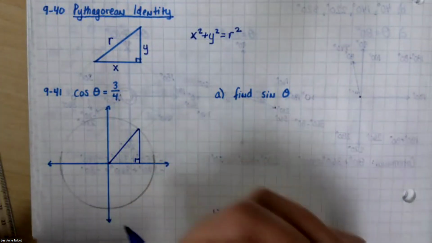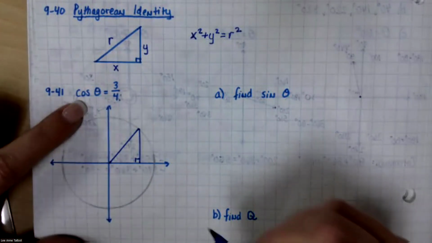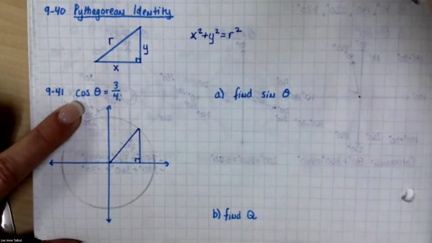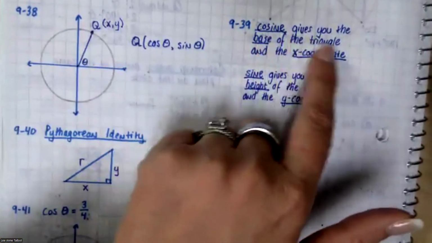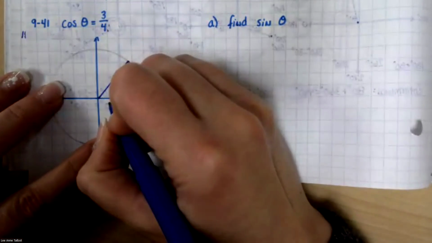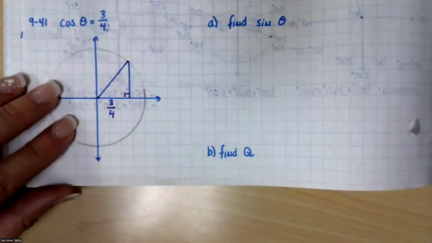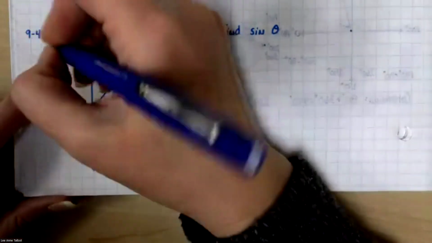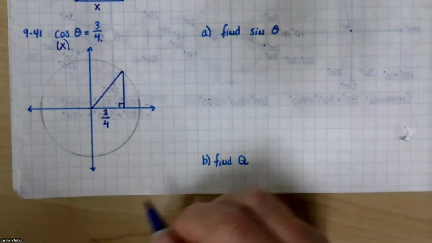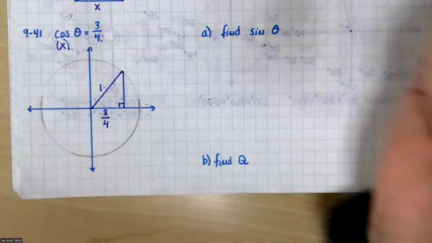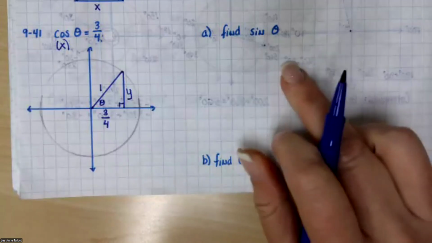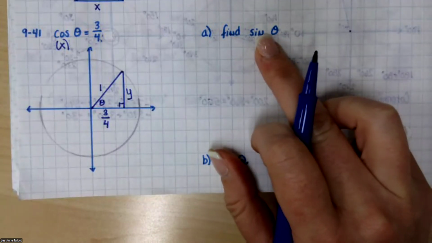Okay, so now let's set this up. First thing I'm going to say is cosine is x. I'm going to scroll back up here just to remind you. Cosine is the base of the triangle and the x coordinate. That means that I'm going to put 3/4 on x, and the reason is because it's cosine. So if you want to put a little x there as a reminder, cosine is x. This is the radius, which is 1. I'm going to put theta here. And then this is y. So when it says find sine of theta, it's saying find y.